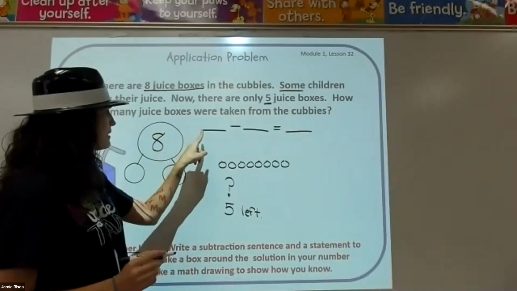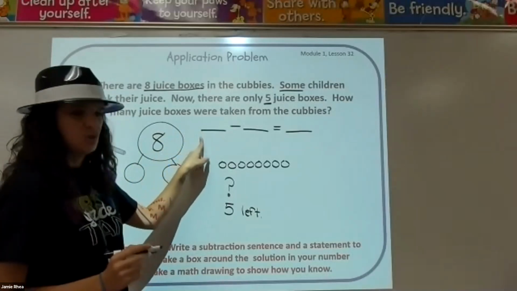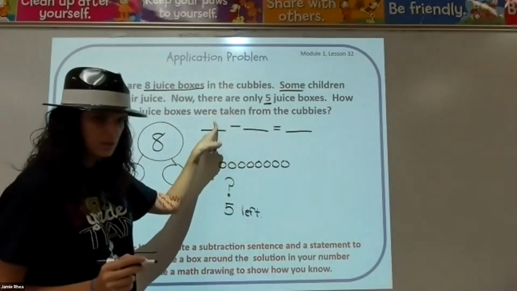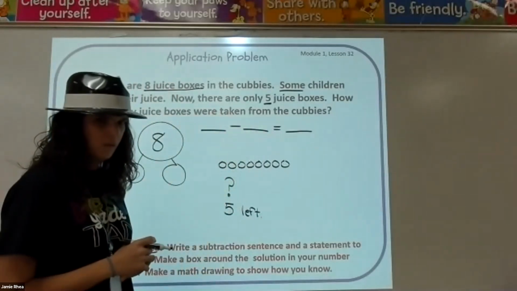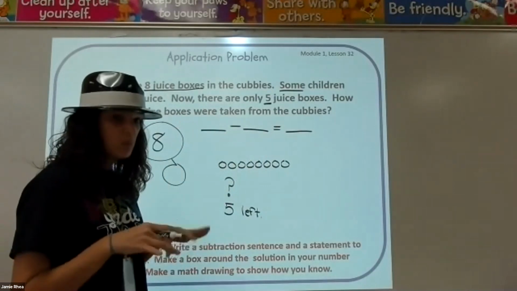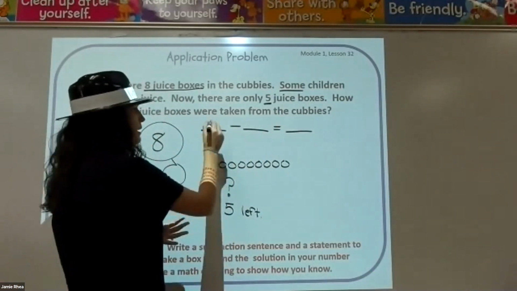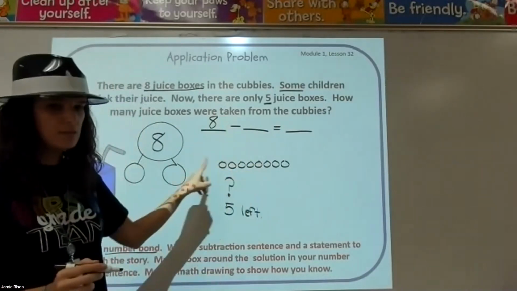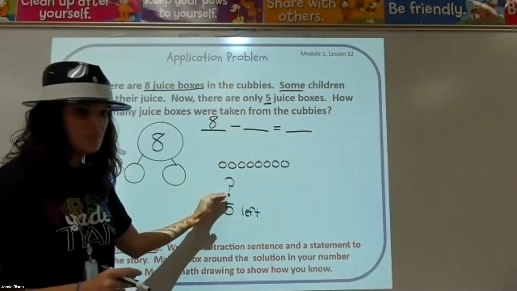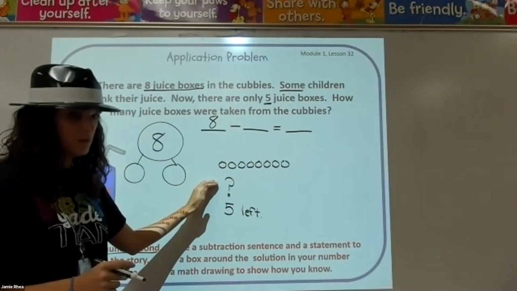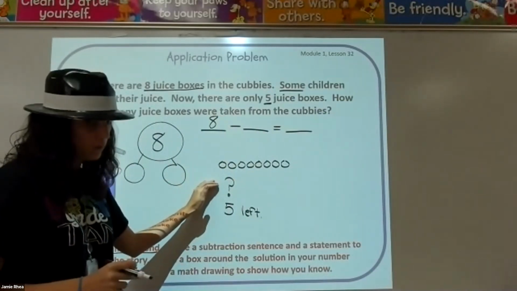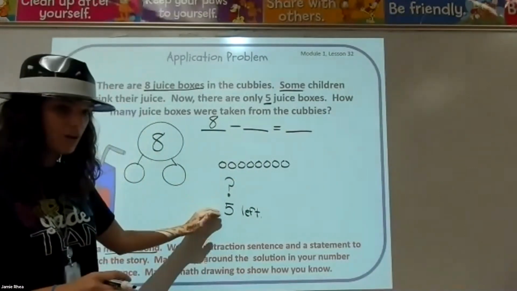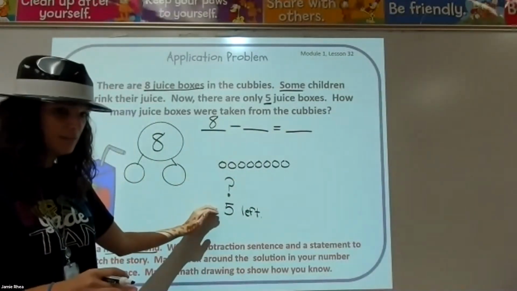So when we're writing a subtraction sentence, do we put our total here or do we start with our total? If you said we start with our total, then you are correct because we always start with our biggest number. So I have 8 juice boxes. Some of them were drank. Do we know how many were drank? No, not yet. But we do know that there are now 5 left.